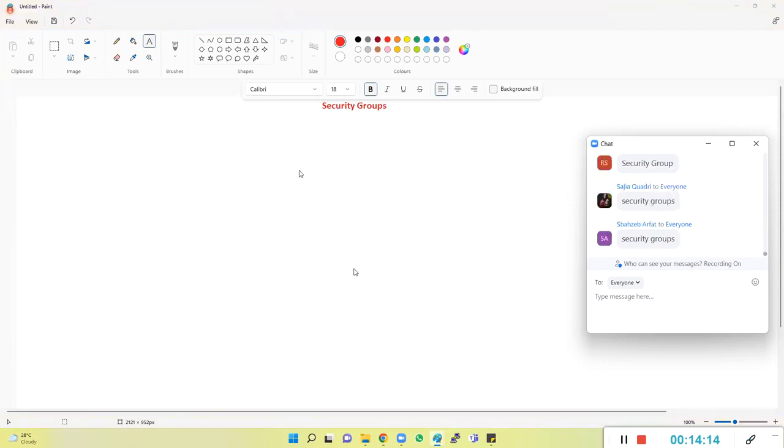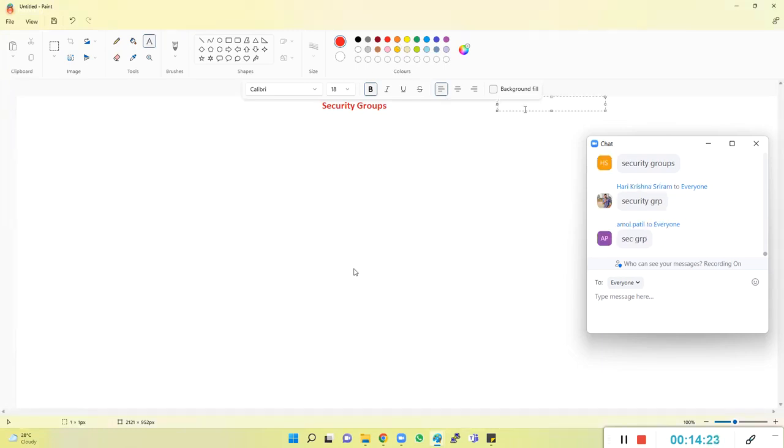When we talk about security groups, I remember in our starting days we discussed the firewall. Can anyone tell what is a firewall? Yes, which stops unauthorized access to the network. That's what we have learned.